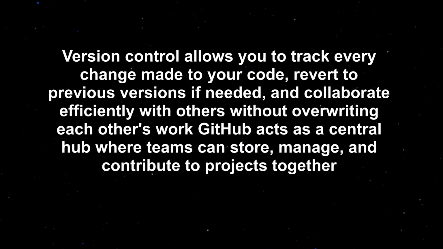Version control allows you to track every change made to your code, revert to previous versions if needed, and collaborate efficiently with others without overwriting each other's work. GitHub acts as a central hub where teams can store, manage, and contribute to projects together.